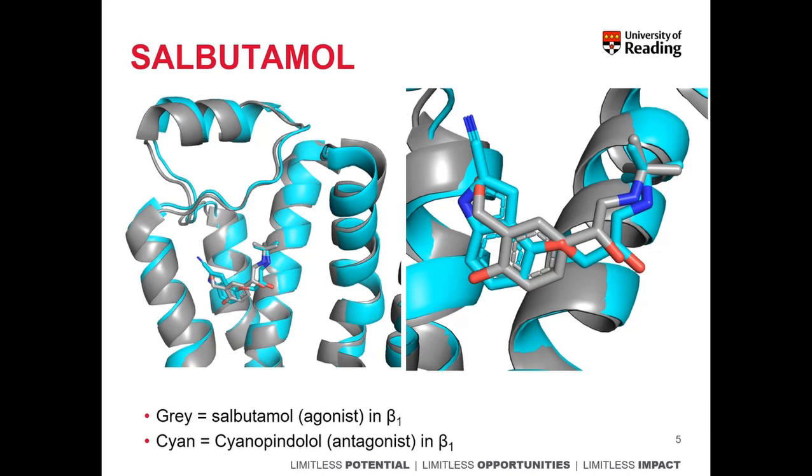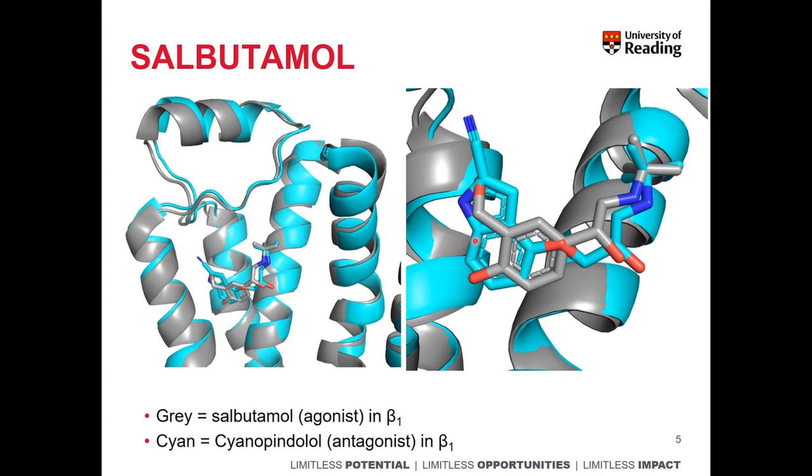Now, just to come back to the example that we had much earlier in this lecture series, here are two examples of a molecule bound into the B1 receptor. Now, in grey, we have salbutamol, and the grey receptor corresponds to the salbutamol that the receptor has bound into, and this acts as an agonist. Now, the cyanopindolol, which is in cyan, acts as an antagonist, and the receptor is shown here in cyan.